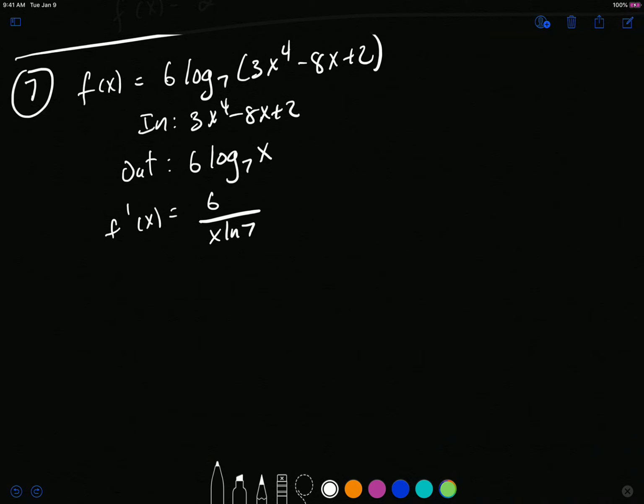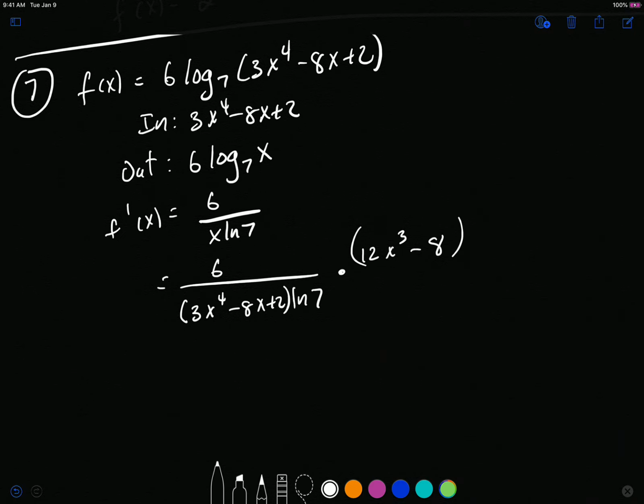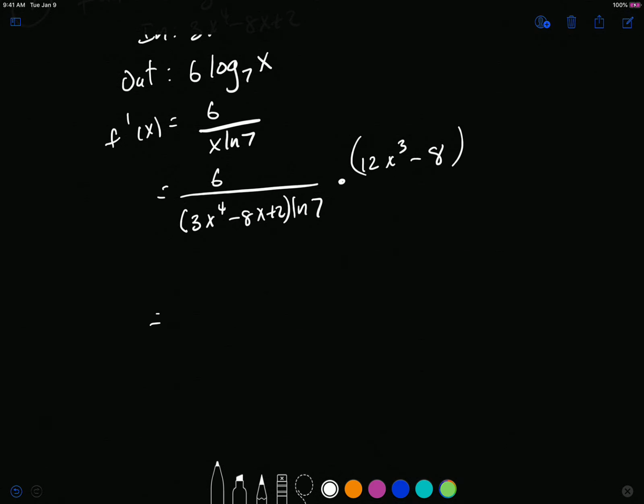2 steps remain. That's 6 over, open parentheses, the inside function, 3x to the fourth minus 8x plus 2, close parentheses, ln 7, and then I multiply by the derivative of the inside function, which is 12x cubed minus 8. And again, don't forget your parentheses. They simplify: 6 times 12x cubed minus 8 divided by 3x to the fourth minus 8x plus 2 ln 7.